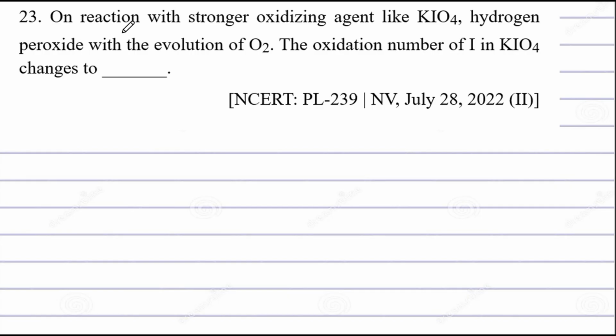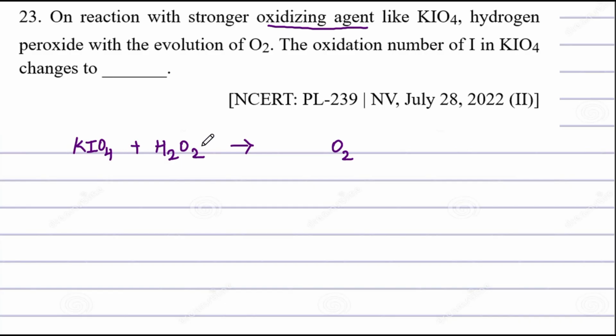The next question is, on reaction with a stronger oxidizing agent like KIO4, potassium periodate, hydrogen peroxide reacts with evolution of O2. So potassium periodate reacts with hydrogen peroxide and in this reaction there is evolution of O2. Here potassium periodate acts as an oxidizing agent, so there is oxidation of hydrogen peroxide. What are they asking? The oxidation number of iodine in KIO4 changes to dash.